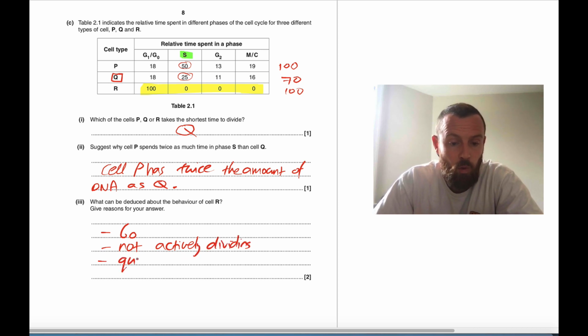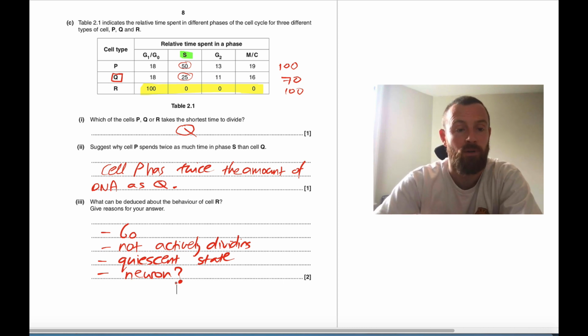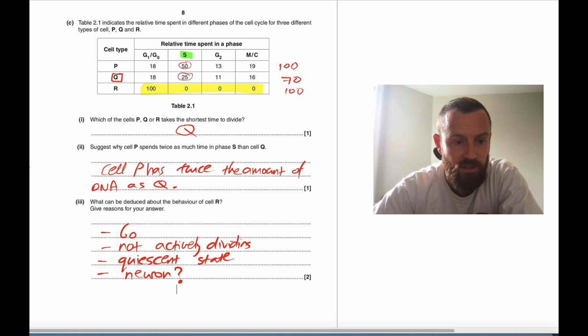We can use the word quiescent state. Could be something like a nerve cell, potentially neurons. Your brain cells don't divide really. Once you've got them, you've got them. So treat them nicely because you don't want to damage them and get rid of them because they won't come back.